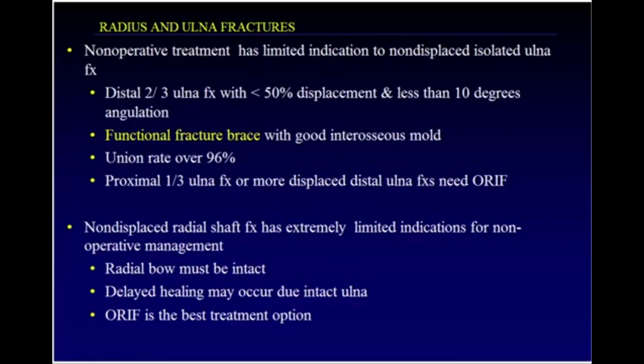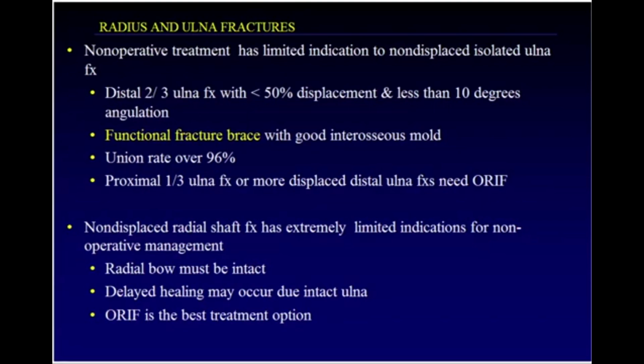Now, moving on down to the forearm. Radius and ulna fractures: non-operative treatment really has very limited indications for forearm fractures in adult patients. The one exception, where you can consider non-operative treatment, is the isolated ulnar shaft fracture where you have appropriate alignment. These would be distal two-thirds ulnar shaft fractures, not proximal ulnar shaft fractures, where you have less than 50% displacement and less than 10 degrees of angulation.